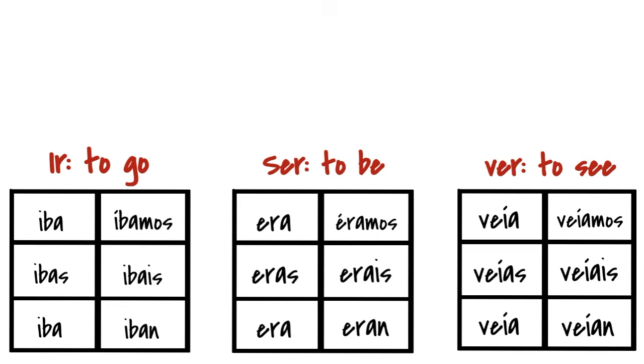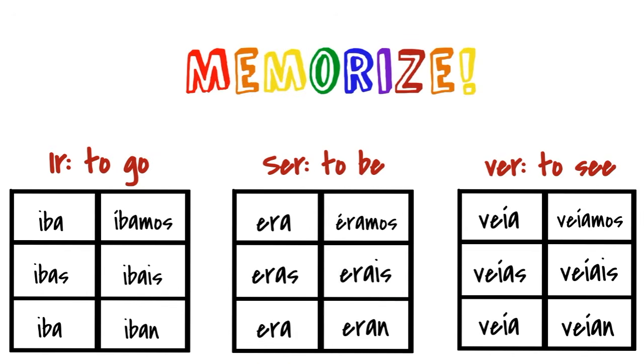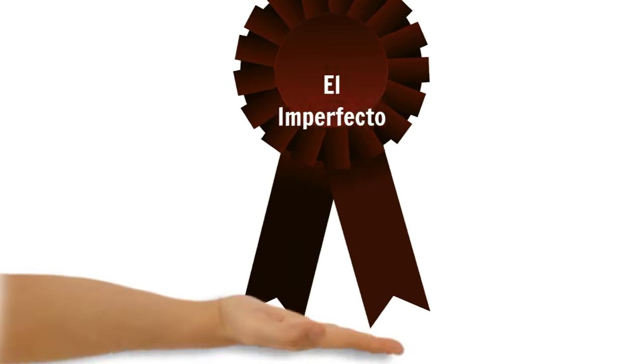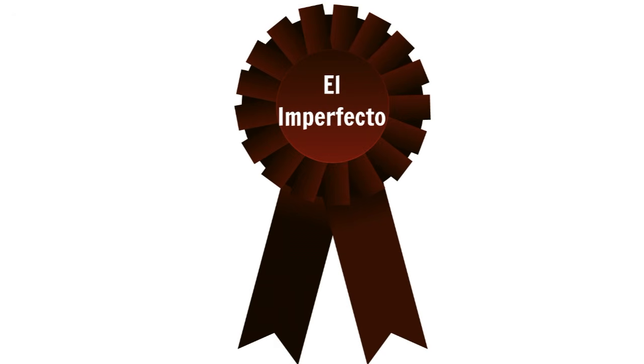So there's your challenge. Memorize these irregular verbs, and the steps for forming the regular imperfect as well, and you'll have the whole thing. That's it. You're ready to practice forming and using the imperfect past tense in Spanish.